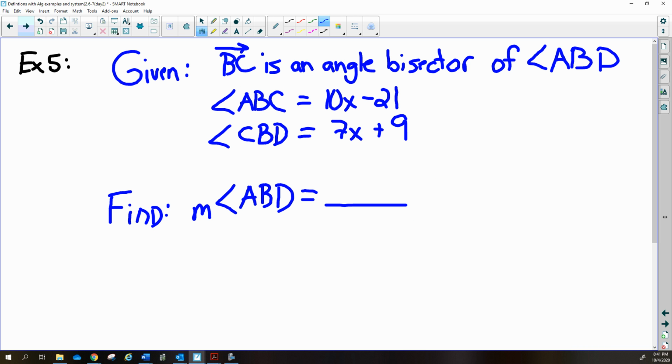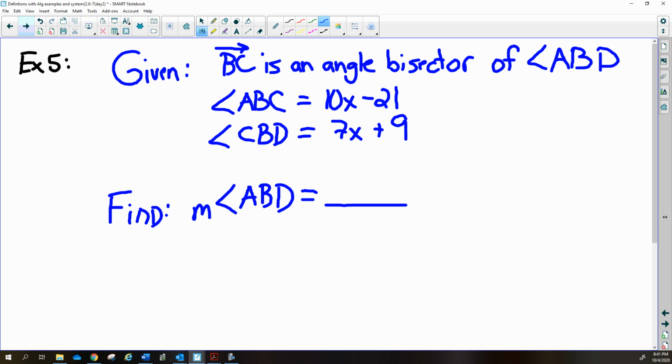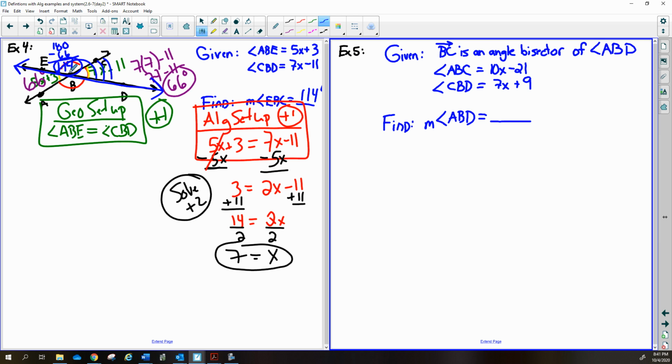All right, so again on this one right here, unlike on the last one where I gave you a picture, on this one you're going to have to start over and do something like we did on the first one, where you're going to have to draw a picture. As we draw this picture, the thing that we're going to need to know is BC is an angle bisector. So the first thing you have to know is, do you know what an angle bisector is?